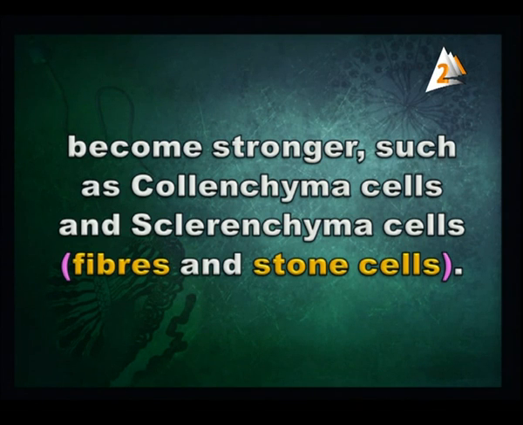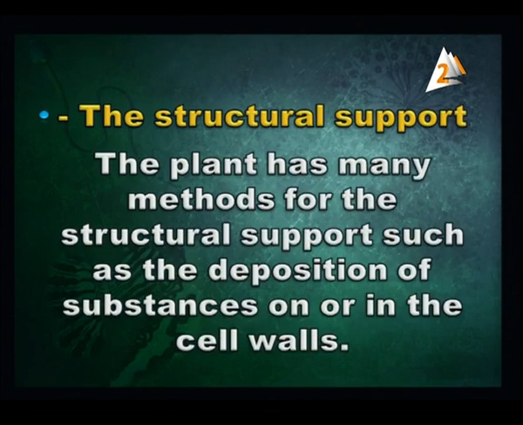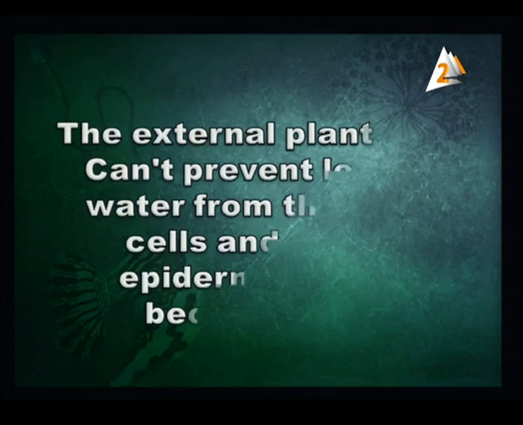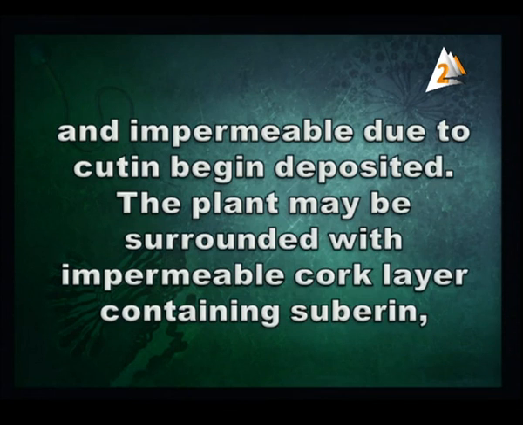I am going to say this answer again, and please concentrate with me. The structure support, the plant has many methods for the structure support, such as the deposition of substances on or in the cell walls. The external plant cells cannot prevent loss of water from the inner cells, and so the epidermal walls become thick and impermeable due to cutin being deposited.